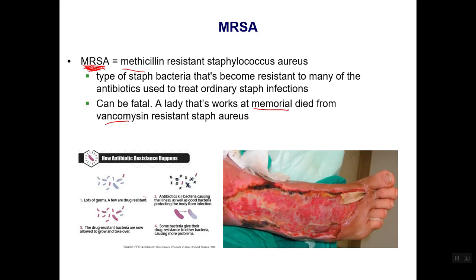And then sometimes those bacteria that are resistant to that antibiotic can pass it on to other bacteria. Remember we talked about the conjugation pili. So now we've got more than one type of bacteria in the body that is resistant to these antibiotics, and that just creates a big old mess. So here we see a MRSA infected foot. Lovely.